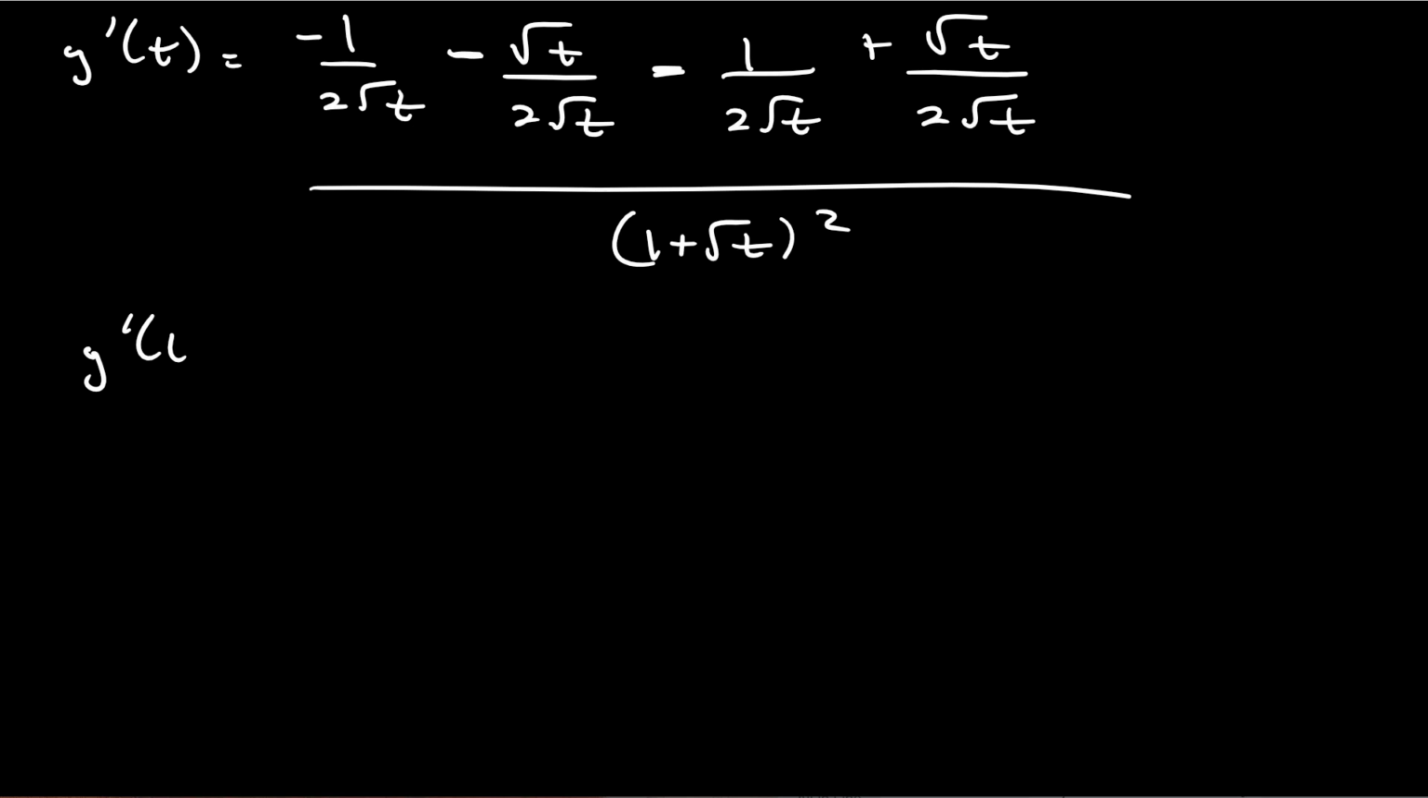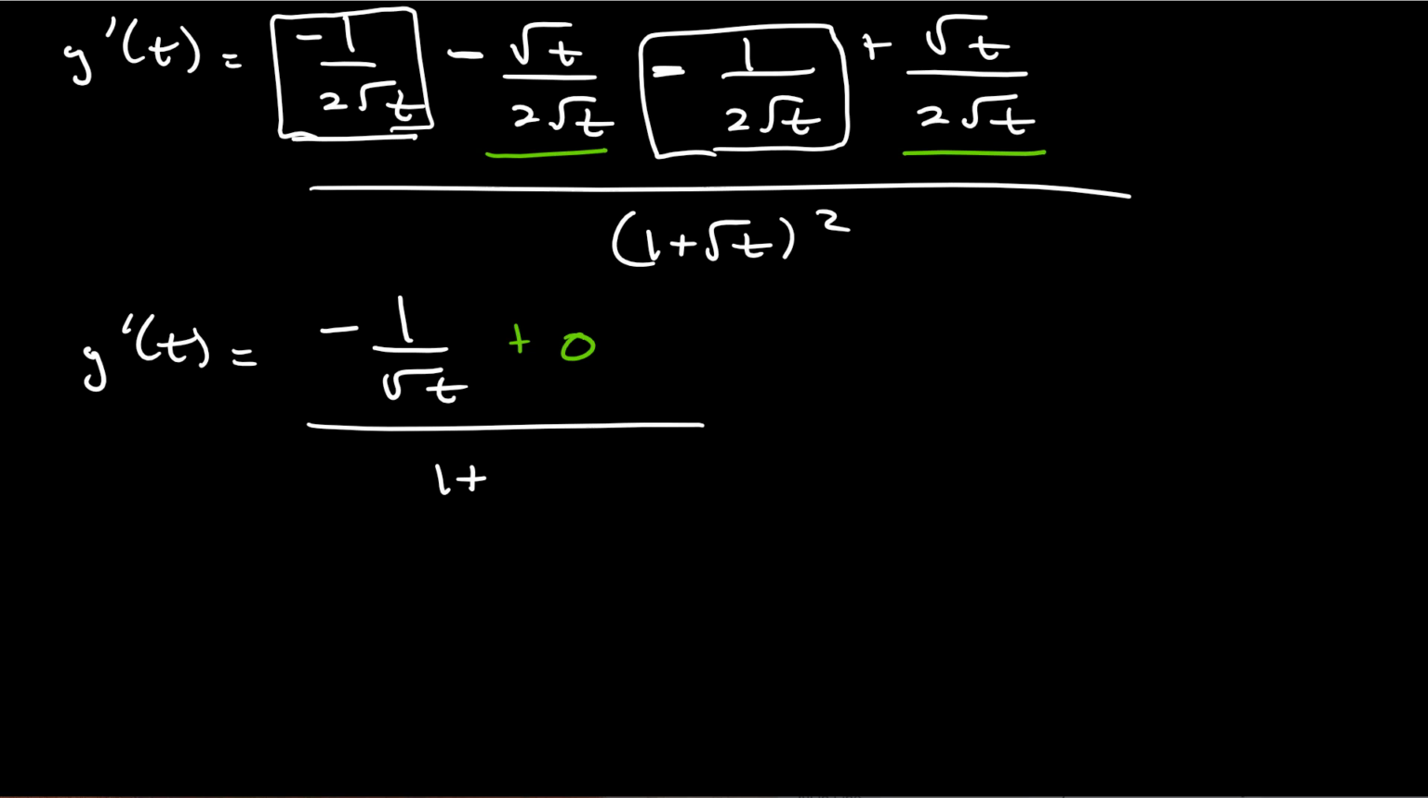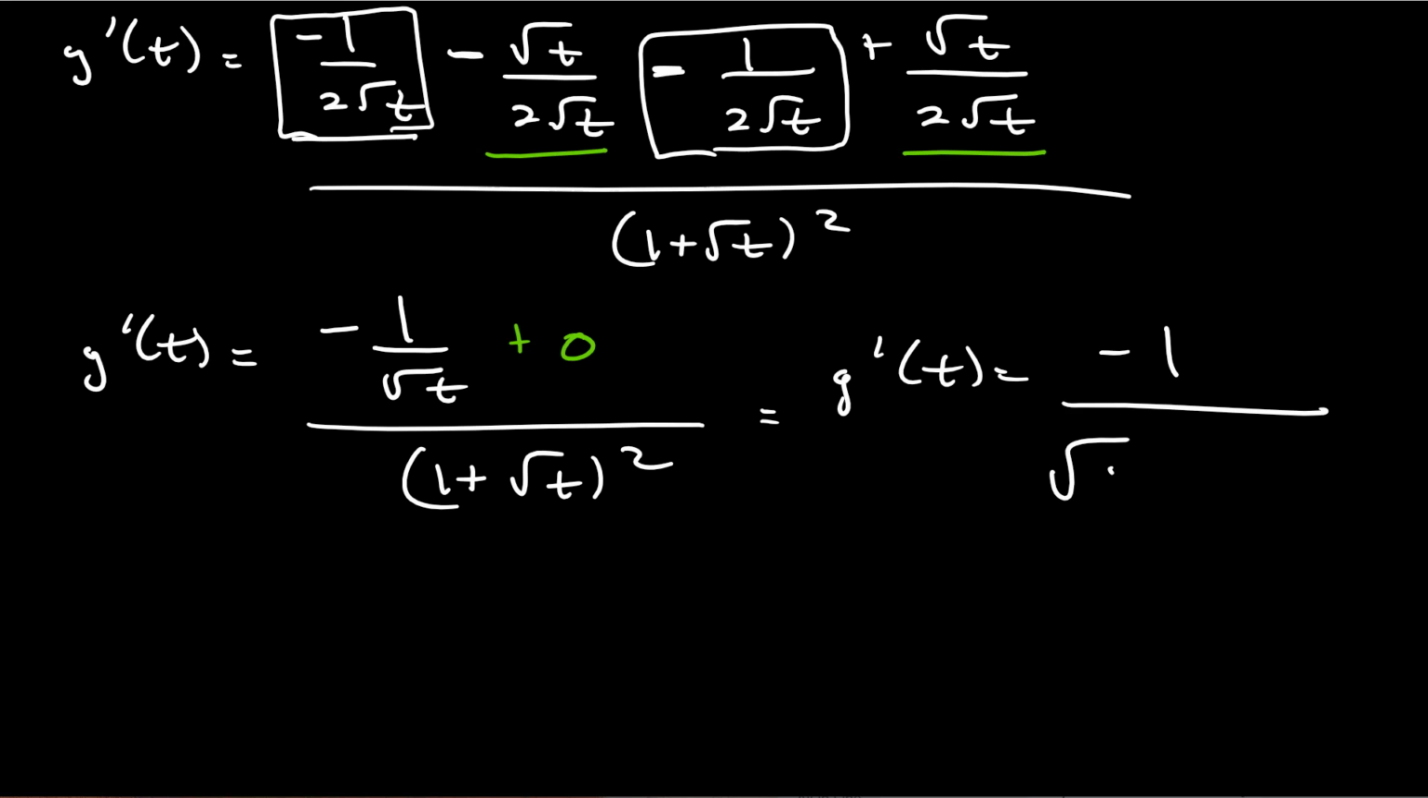Continuing, we have g prime of t is, looking at the top, we can combine this term and this term. So minus 1/2 over root t, minus 1/2 over root t is going to be minus 1 over root t. And then we can combine this term is minus and this term is plus, which will be 0. And then we have our bottom 1 plus square root of t squared, or g prime of t is minus 1 all over square root of t times 1 plus square root of t squared.